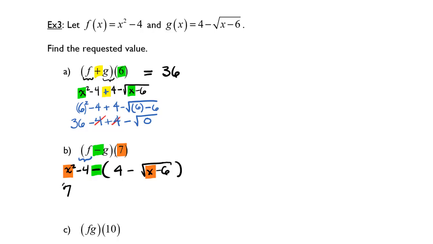So that's going to give me 7 squared minus 4 plus the square root of 7 minus 6. 7 squared is 49, minus 8 minus the square root of 1, which is 1. So that's going to be 49 minus 9. So f minus g of 7 is 40.